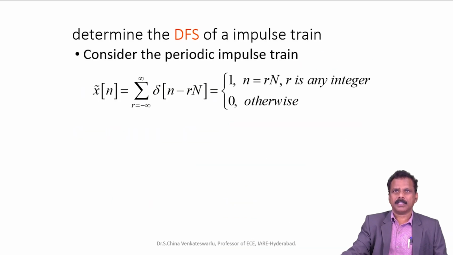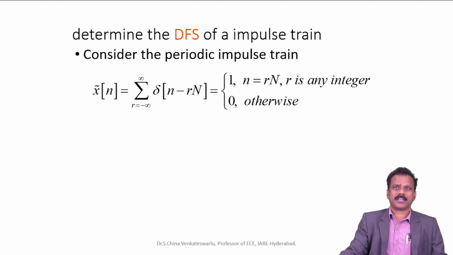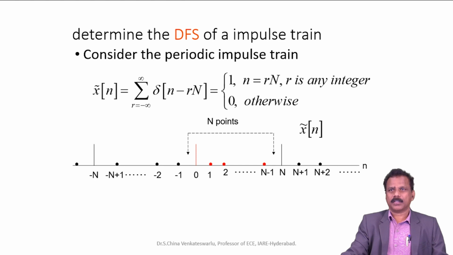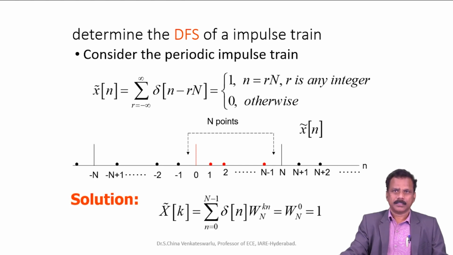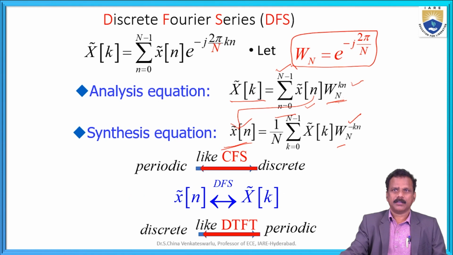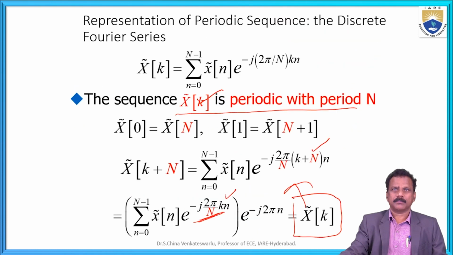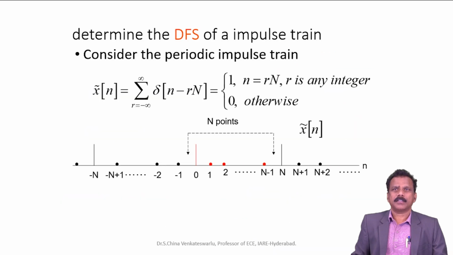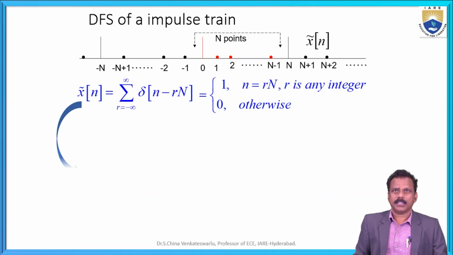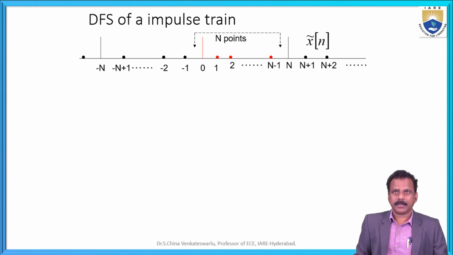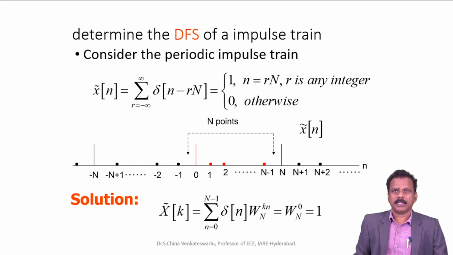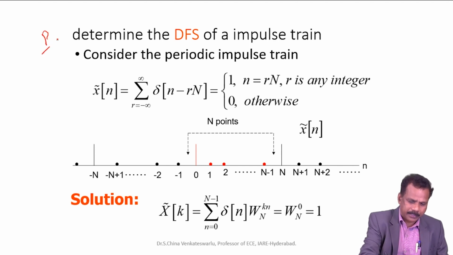Now determine the DFS, discrete Fourier series, of the impulse train. Consider the periodic impulse train followed by x of n, the summation of this particular value. So you have to assign this. From here we are to verify the DTFT and the DFS of the impulse train, using the previous results. This is the best example, the problem, for this.